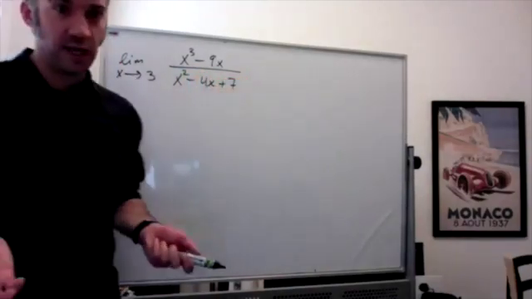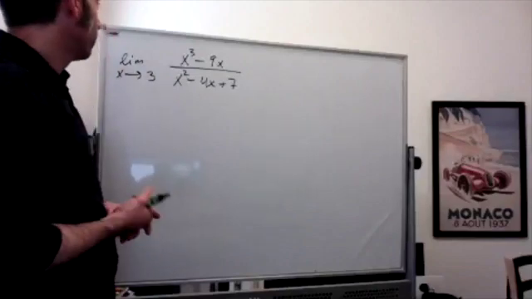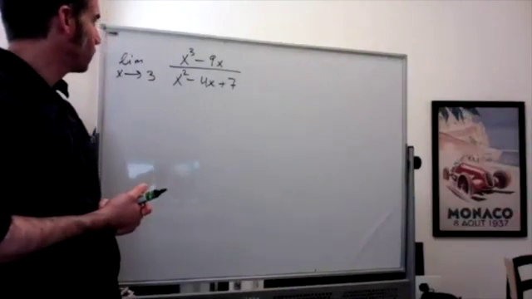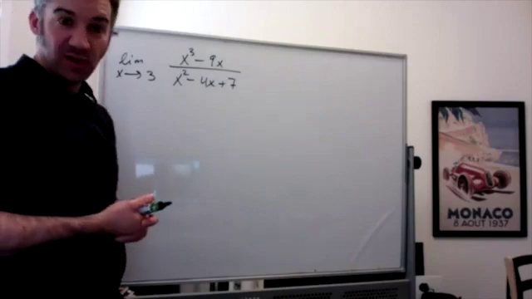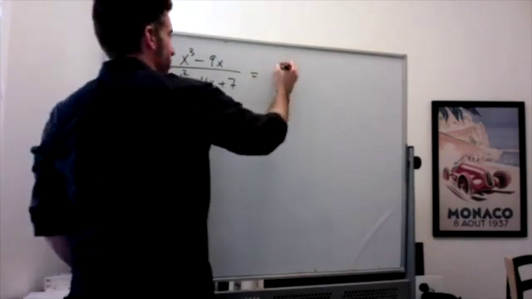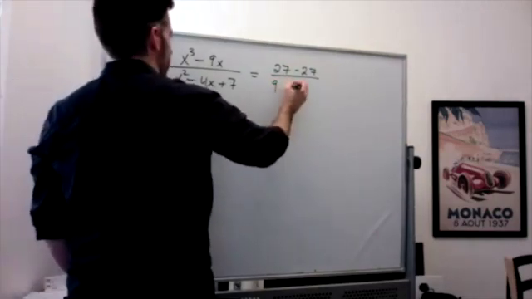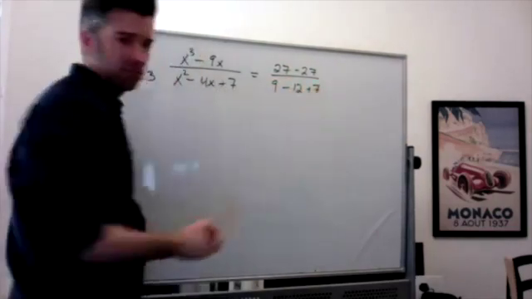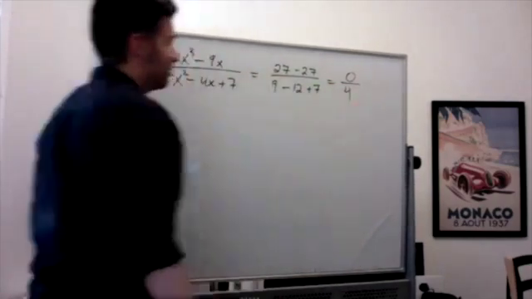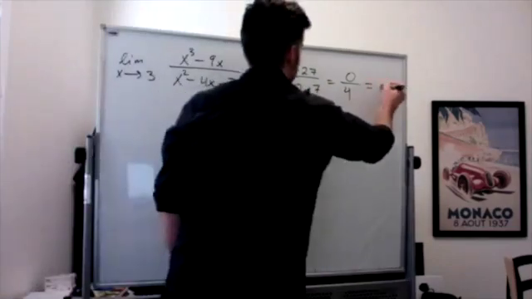And let's do a mental check together. If we plug in 3, do we get 0 over 0 or do we not? Let's see. I don't think we do get 0 over 0. Let's check. So I plug in 3, I get 27 minus 27. If I plug in 3 on the bottom, I get 9 minus 12 plus 7. That's not 0 over 0. That's 0 over 4. Yeah, 4. And 0 divided by not 0 is 0.